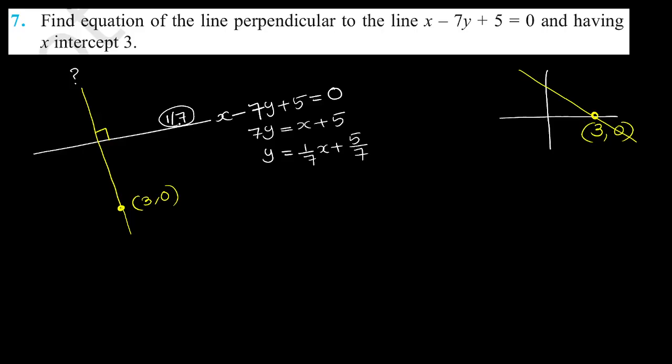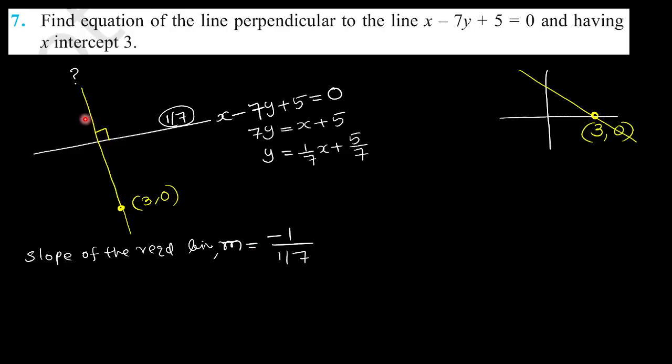So the slope of the required line is 1 by 7. Please mute your audio. Is there any way to find the slope of the required line? Yes. I will write here: slope of the required line, you can use any letter, minus 1 by m1, minus 1 by 1 by 7.